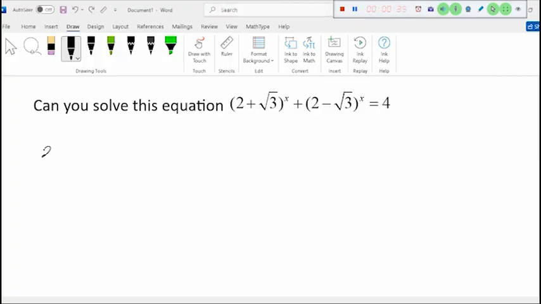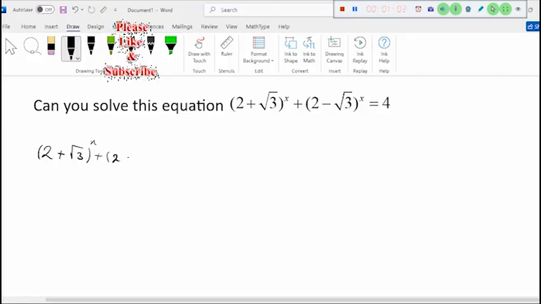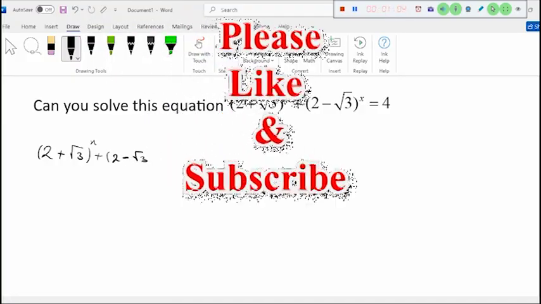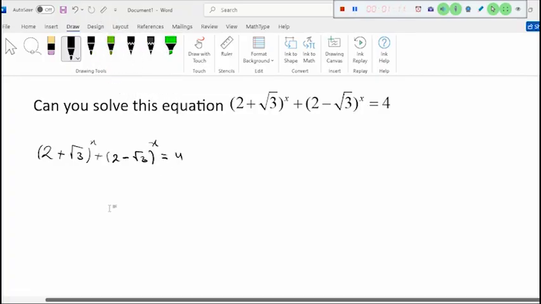Here we can write (2 + √3)^x + (2 − √3)^x = 4. How can we solve this type of equation? So we use the properties of conjugate.